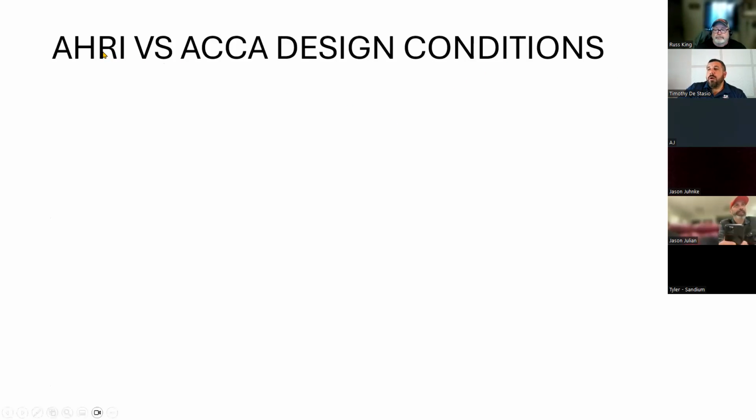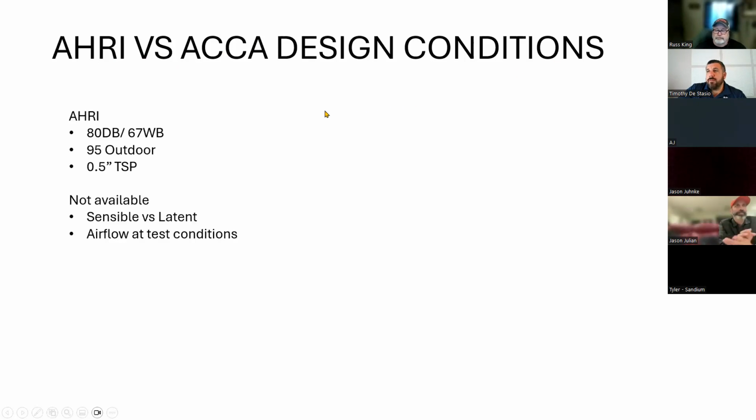Heating and air conditioning units are rated by the AHRI organization, and they rate them at a certain set of conditions. Those are not the conditions that you plug into your Manual S. You need to use your ACCA design conditions, and they are very different sometimes. So AHRI conditions, they're 80-degree dry bulb, 67-degree wet bulb. That's a lot. That's pretty hot and humid. It's at 95 degrees outdoor, and they test them at 0.5 total static pressure. That's SEER2. Years ago, SEER 1, they were testing it at like next to nothing as static pressure. So you really could not use these as realistic conditions.